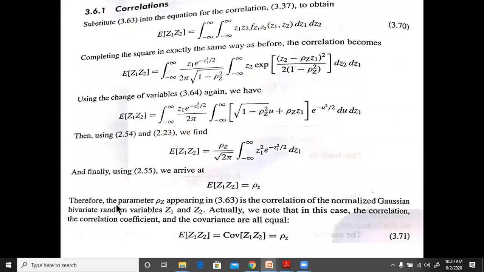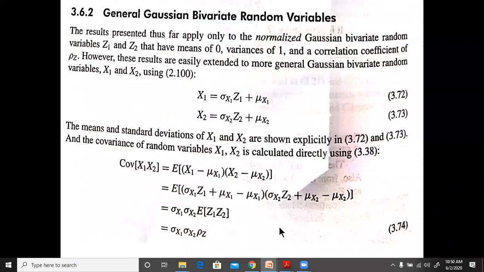So therefore, the parameter rho z appears in 3.63 in the correlation of the normalized Gaussian bivariate random variable z1, z2. Actually, we note that the correlation coefficient and the covariance are equal in this case. So this is covariance. This is the correlation. This is the correlation coefficient. All of them are equal, okay, in this particular case.